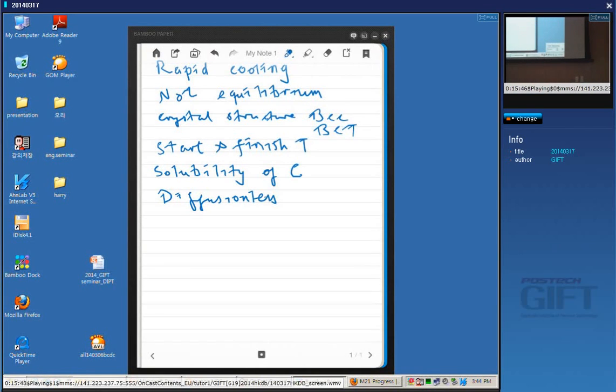You've all looked at the structure of martensite, haven't you? In an optical microscope or scanning microscope. Is there anything special about the shape? It's a plate or needle, as you said.